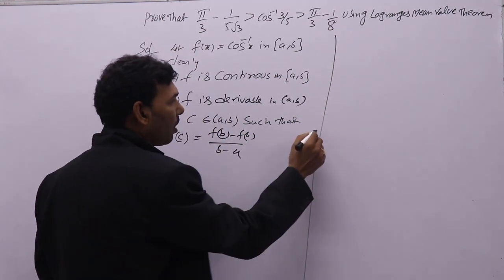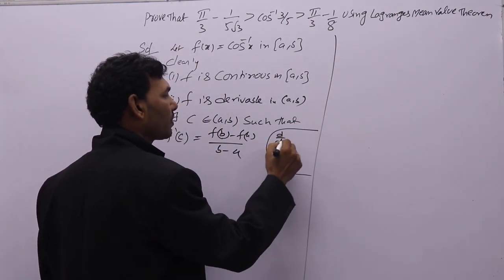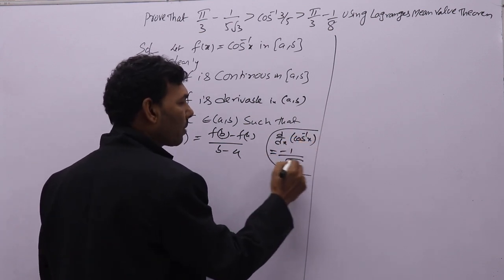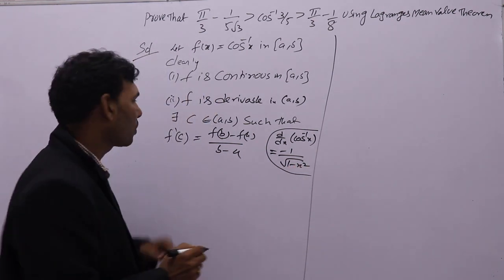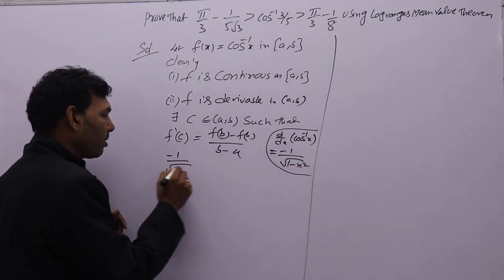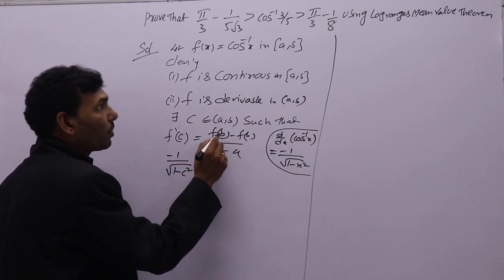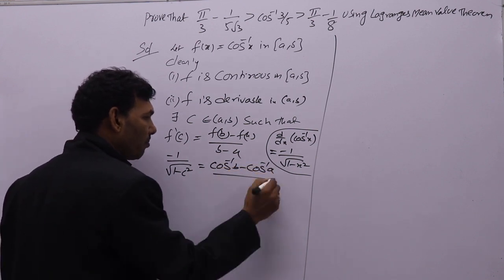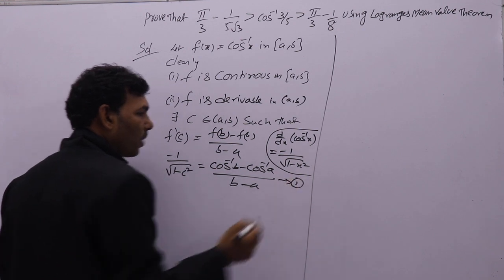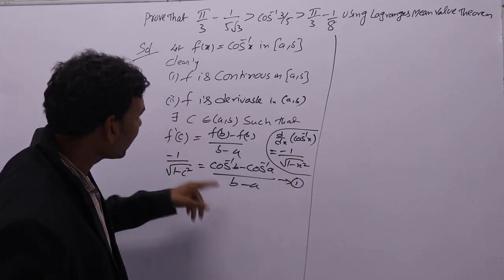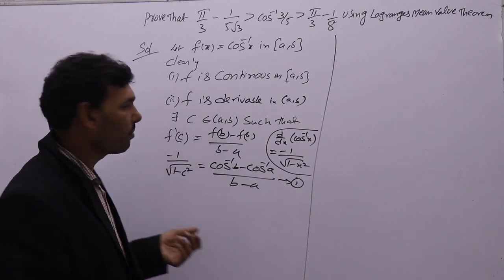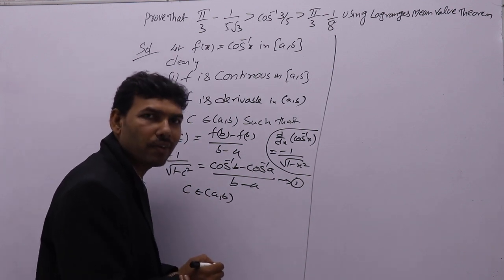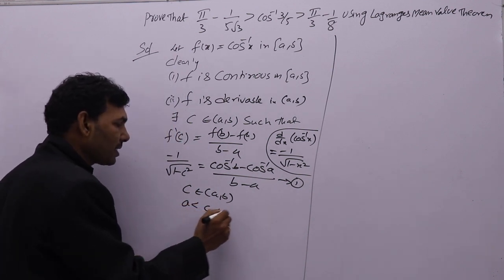Here you need to recall the differentiation of cos inverse x. D by dx of cos inverse x formula, that is nothing but minus 1 by root 1 minus x square. So now f dash of c means you will get here minus 1 by root 1 minus c square equals f of b, cos inverse b minus cos inverse a by b minus a, equation 1. Now this inequality we prove by taking c belongs to a comma b. So what exactly does c belongs to a comma b mean? C belongs to the open interval a comma b means a less than c less than b.